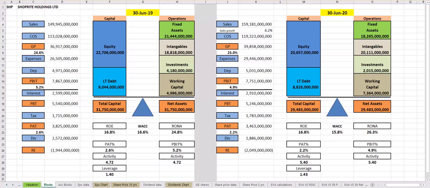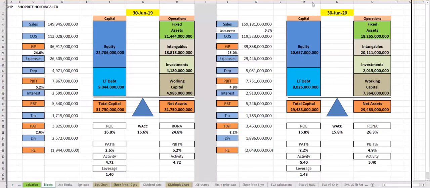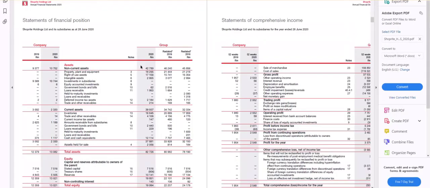All right, so what you see in front of you is my version of the numbers, and what I'm going to do is I'm going to bring into screen here a version that comes from Shoprite in the PDF document, and just to give you a sense of what that looks like. So here we go. This is generally what this document from Shoprite looks like. It's a PDF document out of their annual financial statements.